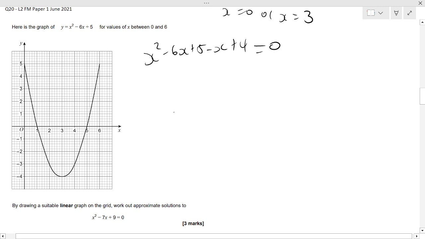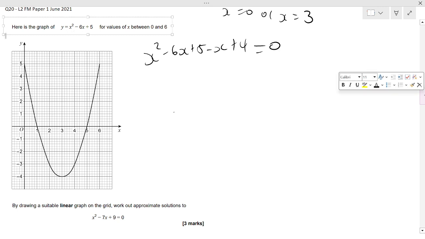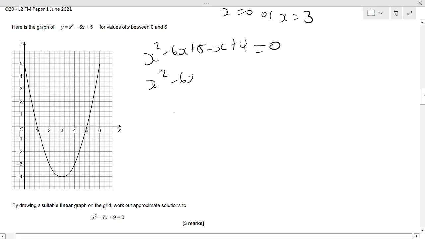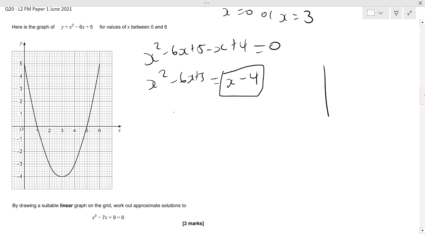But then again, I want to keep this original part the same. So x squared minus 6x plus 5. And then I'm going to move the other parts to the right. So it'll be x minus 4. And actually, this, you should recognise, is a straight line, right? It's a straight line with gradient 1 and y-intercept minus 4. So it's going to look a bit like this, isn't it?